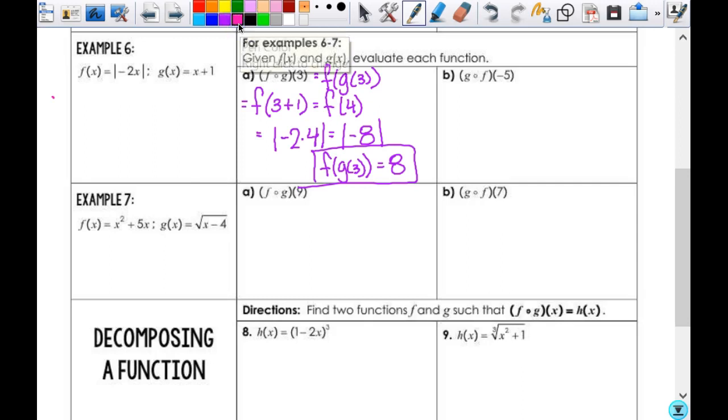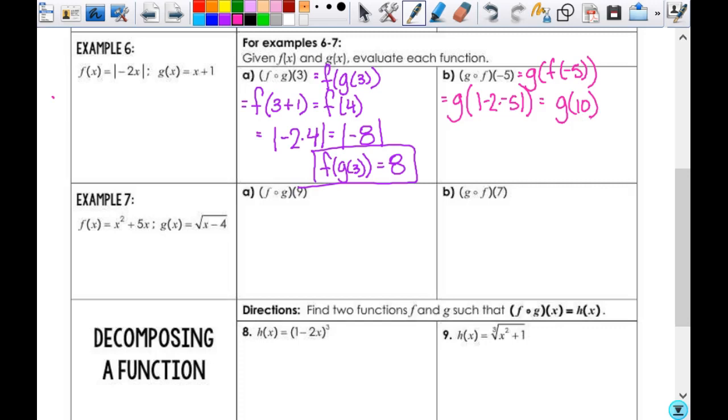All right, so now I need g of f of negative 5. So that gives me g of, and then I substitute negative 5 in for f, absolute value of negative 2 times negative 5. So what's negative 2 times negative 5? 10. And what's the absolute value of 10? 10. So this is just g of 10.